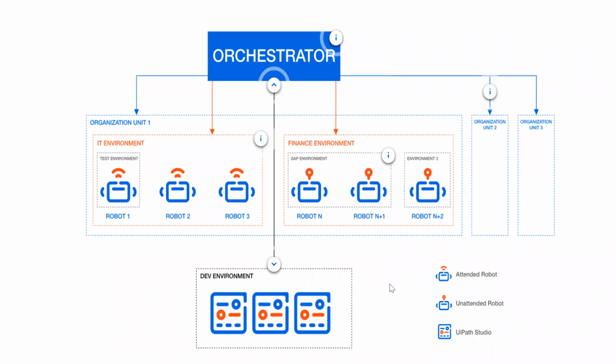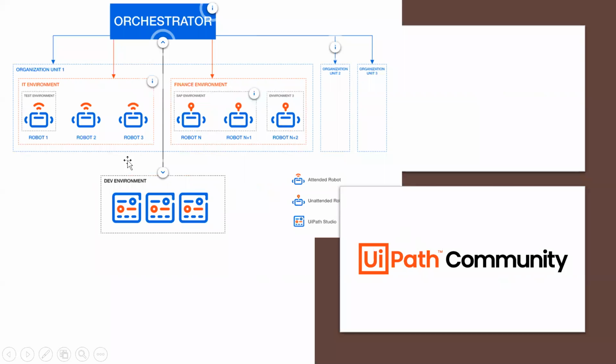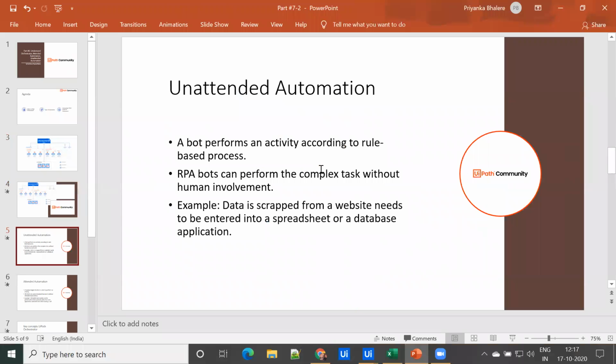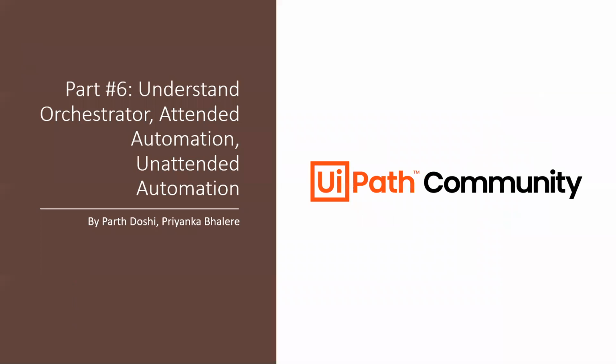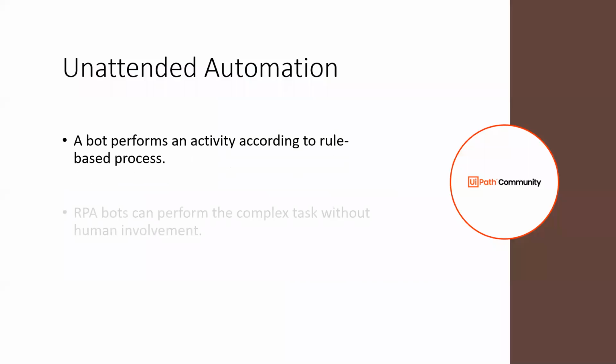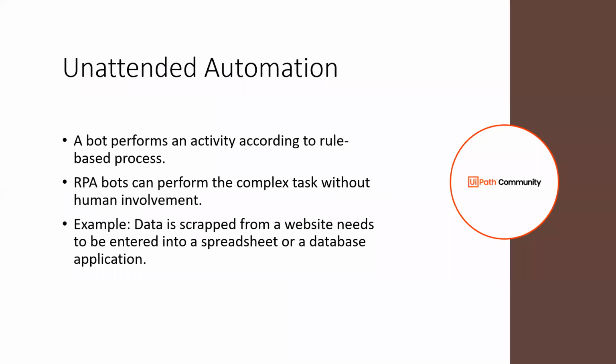Okay, we'll just do a quick revision of attended and unattended automation as well. Priyanka, just go to the next slide. So again, explaining unattended automation: as I said, it does not involve a human in the loop. You basically build a workflow which will automatically do the complete task and complete its execution.